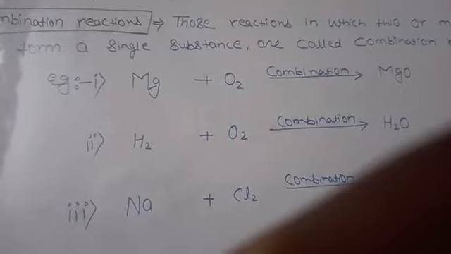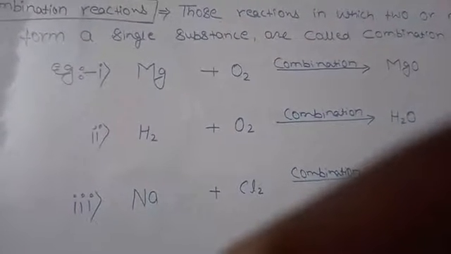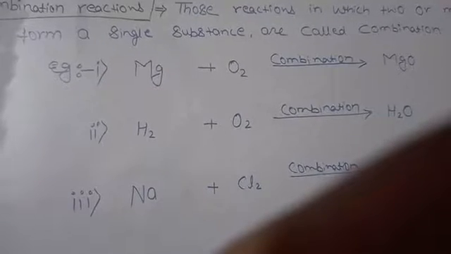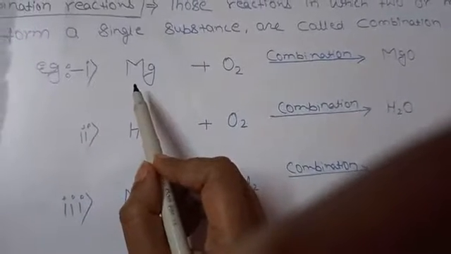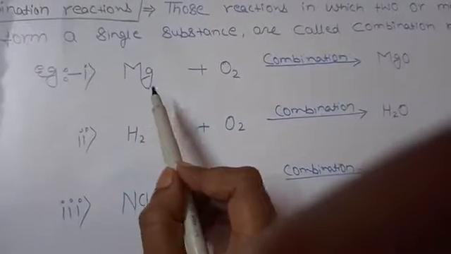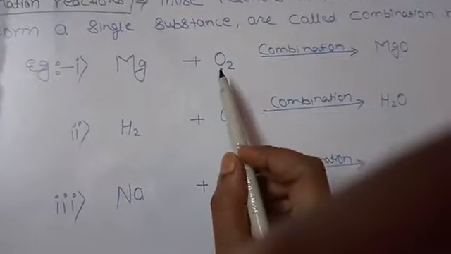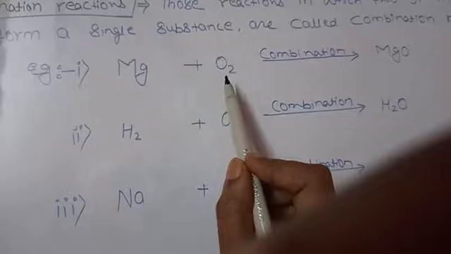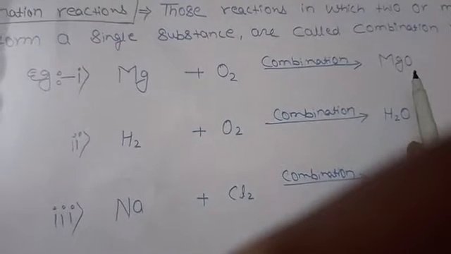So here I am giving you the first example. Magnesium and oxygen combine when heated to form magnesium oxide. If you balance this equation, on the LHS, the reactant side, there is one atom of magnesium, and on the product side also one atom of magnesium. But if we talk about oxygen, there are two atoms of oxygen on the reactant side and one atom of oxygen on the product side.